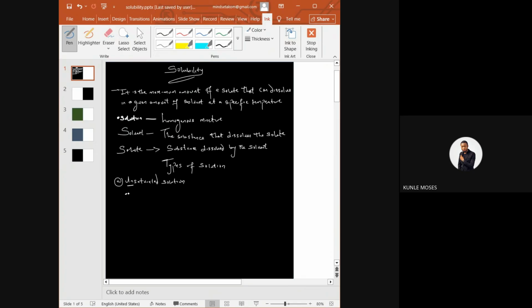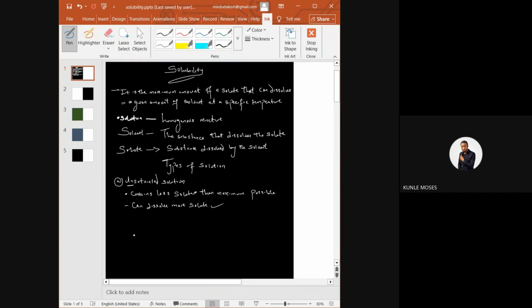So it is a scenario that contains less solute than the maximum possible, that is, than the normal solute that should be dissolved in that solvent. It simply means it can dissolve more solute, right? So an unsaturated solution can dissolve more solute. They can ask you what type of solution can dissolve more solute. So it is unsaturated solution, right?